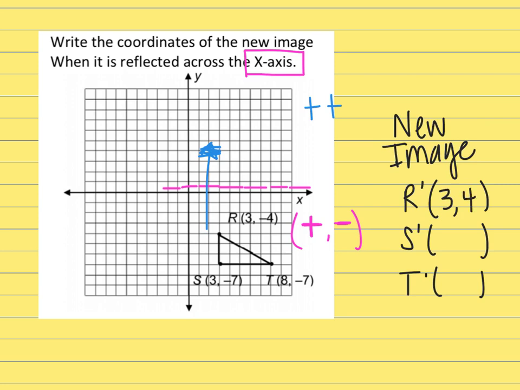Same rule applies when I move to S and T. The x value stays the same. It was positive, it's going to stay positive. So 3 is going to remain positive 3. And then negative 7 is going to switch to go to the top, so it'd be positive 7. Then letter T, 8 stays the same, the x value, and the y value switches, so now it would be positive 7. Okay?